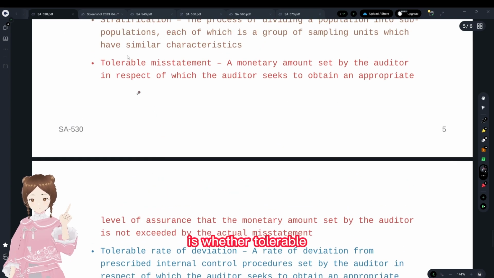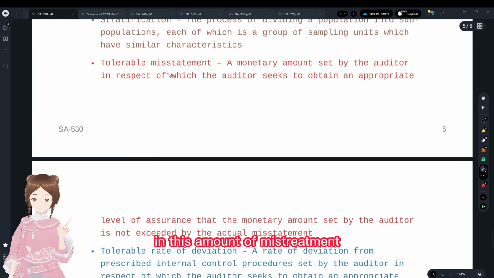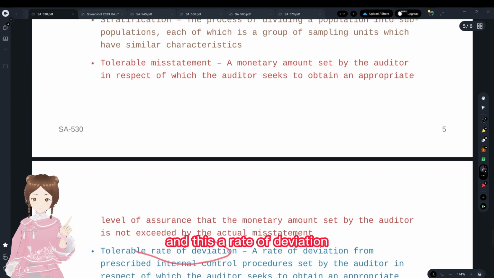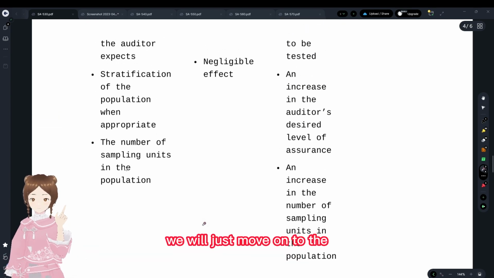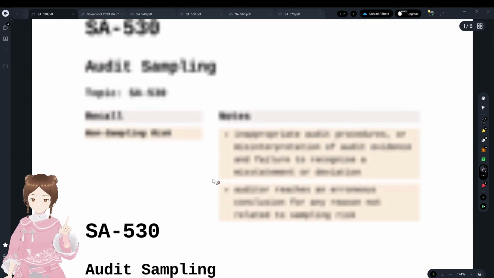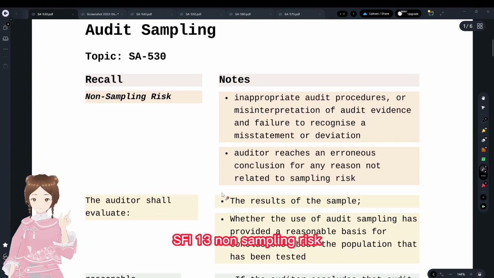Okay, these were the tolerable. The auditor is tolerable in this amount of misstatement and this rate of deviation with regards to internal control. And with that said, we'll just move on to the SA 513.